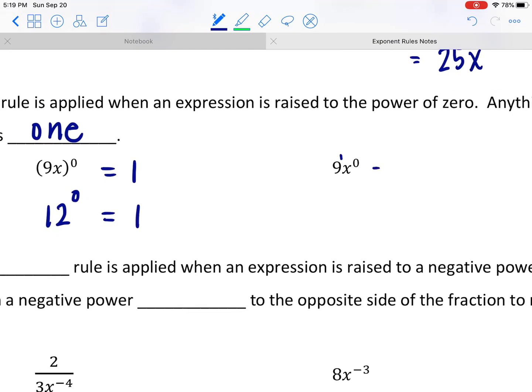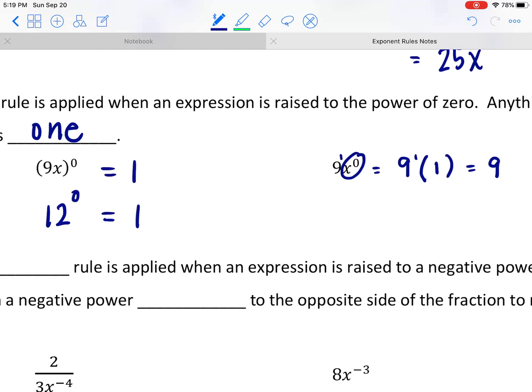The 9 has its own exponent of 1. So here, this 9 doesn't change. It's still going to have an exponent of 1, but the x to the 0 portion, this piece, becomes a 1. So instead of 9 times x to the 0, it becomes 9 times 1. Well, 9 times 1 is just 9.